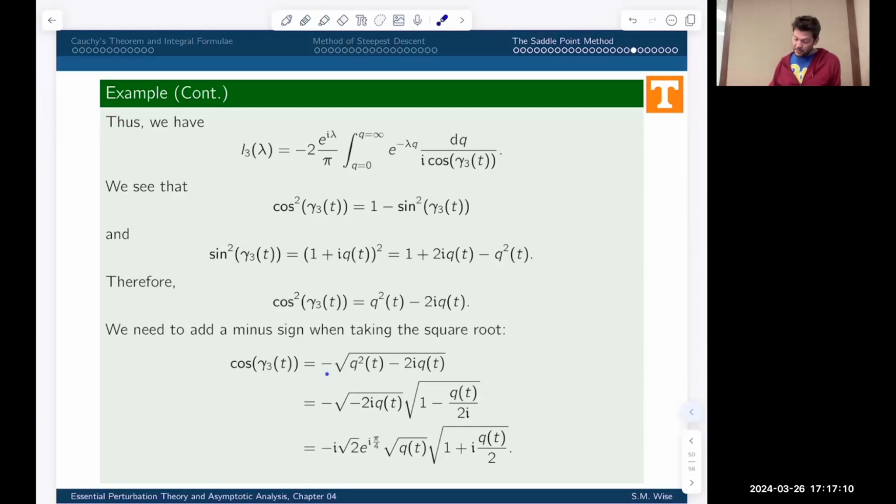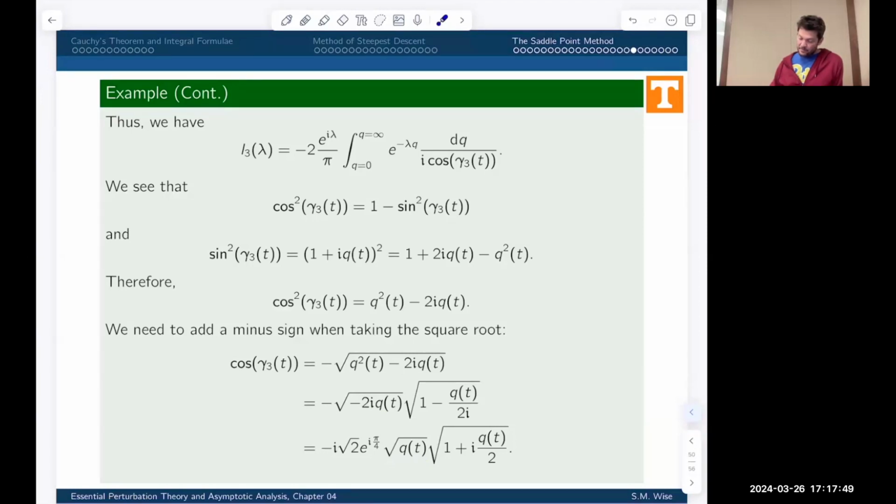Okay, so minus the square root of q squared. Remember, I'm subbing in now. Sine is this, but I take 1 minus that, right? So there's my cosine. Take the square root of that, get that, and I choose the minus square root. And then I do a little bit of work on this. I'm going to pull out the factor of minus 2i q, and that leaves all this business left inside in the square root. I haven't really done anything yet. Still have my minus sign out in front.